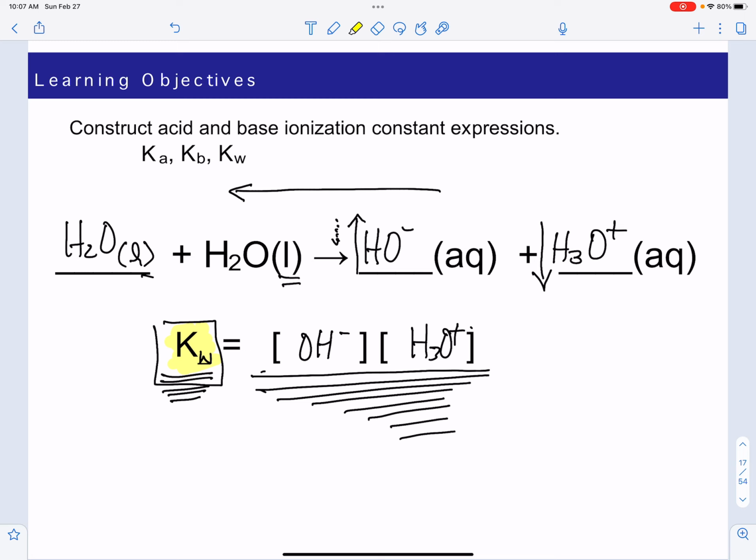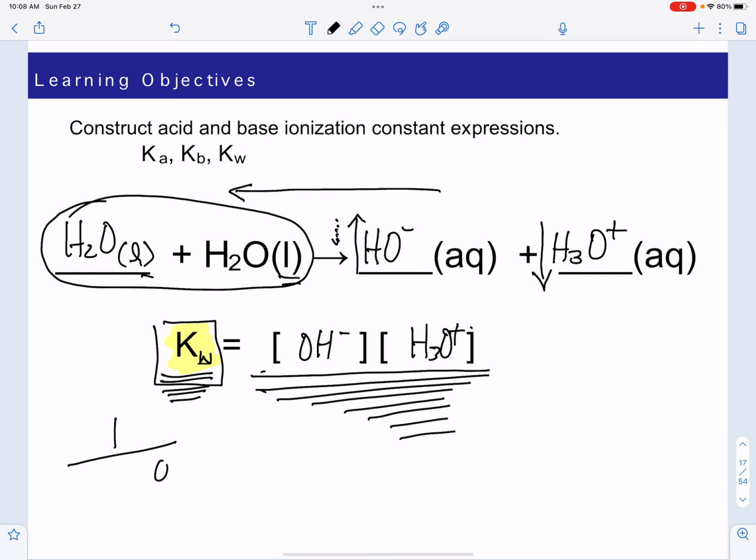So important to know, the possibility of two molecules of water reacting with each other is 1 out of every 1 million. So 1 of every 1 million molecules will react with another molecule.